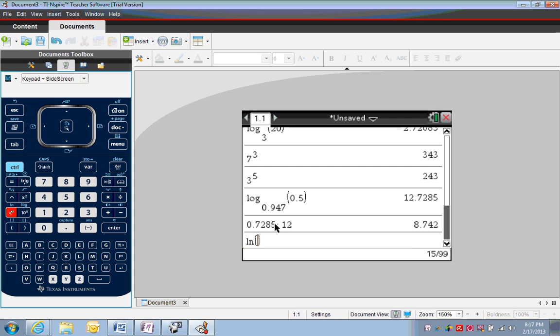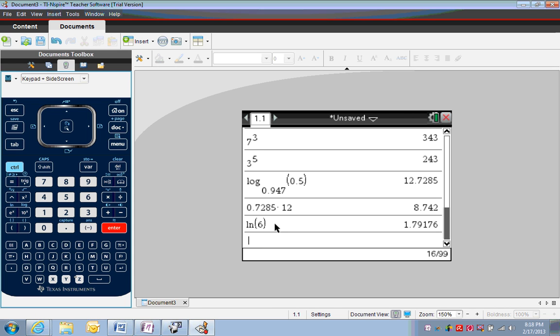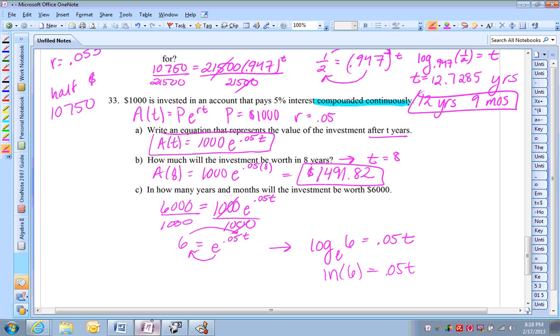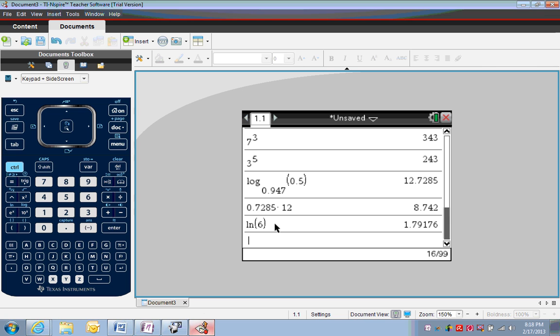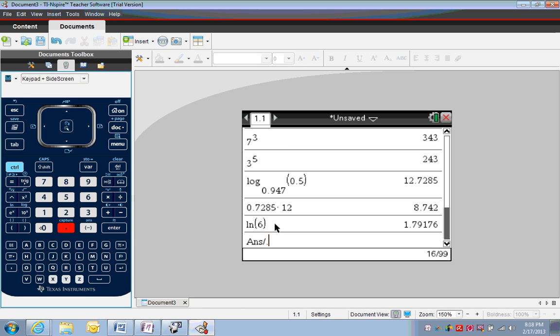So I'm going to hit control e raised to the x, which is the ln button. ln of 6. And let's see what we get. We get 1.79176. So I'm going to go ahead and write ln of 6 as 1.79176 equals 0.05 times t. Then I divide both sides by 0.05. So I go into my calculator and divide by 0.05.